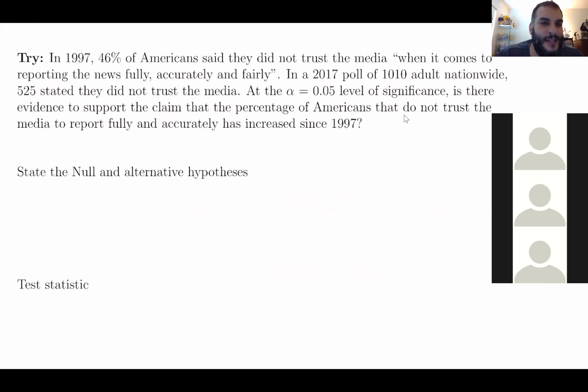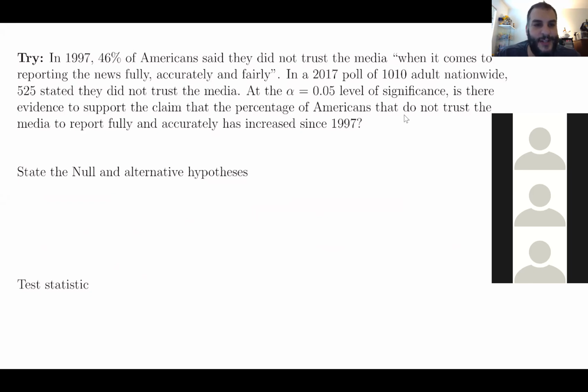For this one, it says in 1997, 46% of Americans said they did not trust the media when it comes to reporting the news fully, accurately, and fairly. In a 2017 poll of 1,010 adults nationwide, 525 stated they did not trust the media. At the alpha equal to 0.05 level of significance, is there evidence to support the claim that the percentage of Americans that do not trust the media to report fully and accurately has increased since 1997?